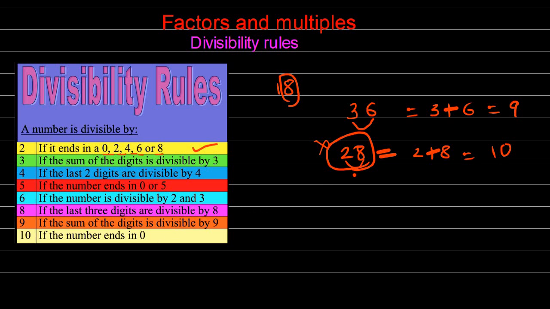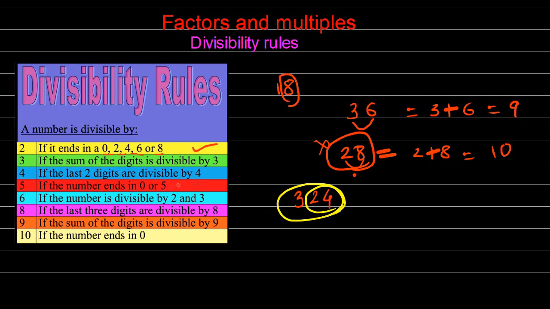Now 4. If the last two digits are divisible by 4, then the number is divisible by 4. Let's take an example like 324. You can see that the last two digits are 24. Is 24 divisible by 4? Yes, 4 times 6 is 24. So yes, the whole number 324 is divisible by 4. So for the divisibility rule of 4, you need to check the last two digits. If the last two digits are divisible by 4, then the whole number is divisible by 4.